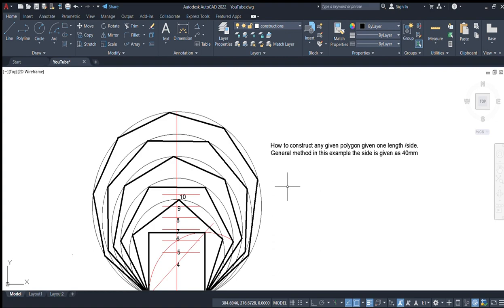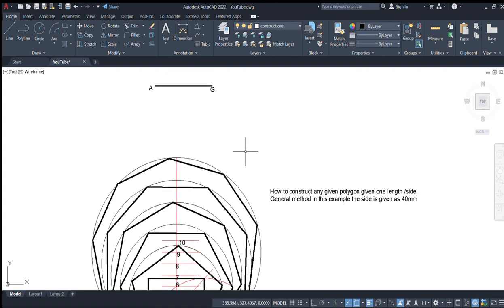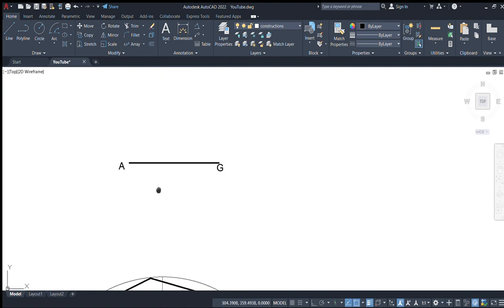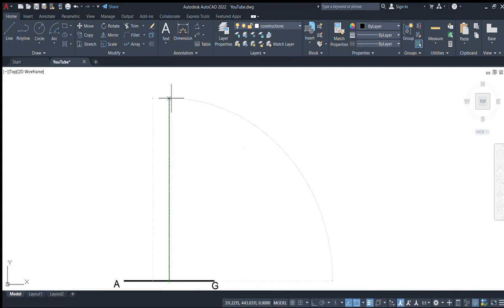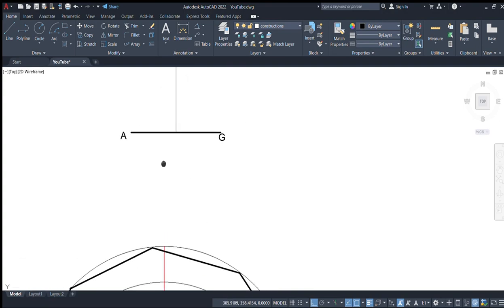So the first thing to do, draw line GA equivalent to the length of our polygon and bisect that line. So let's bisect the line. So we've bisected the line.